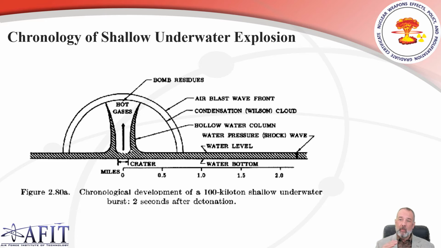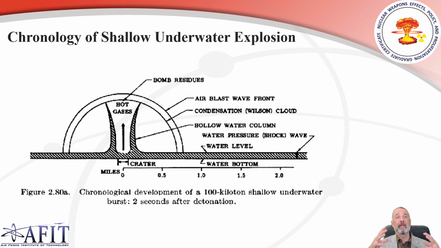Okay, so we will see a little bit of a depression in the middle of that column, because we're pulling water up, so the level of the water right in the middle is going to be down. We have our pressure wave, which is racing outward, again, from our initial point of detonation. We have our air blast wave that is also moving outward, very similar to what we saw in an underground detonation.